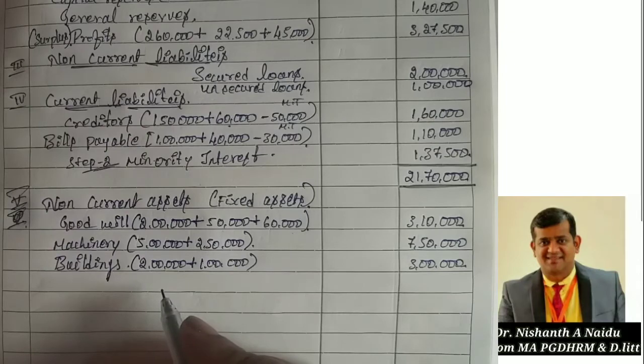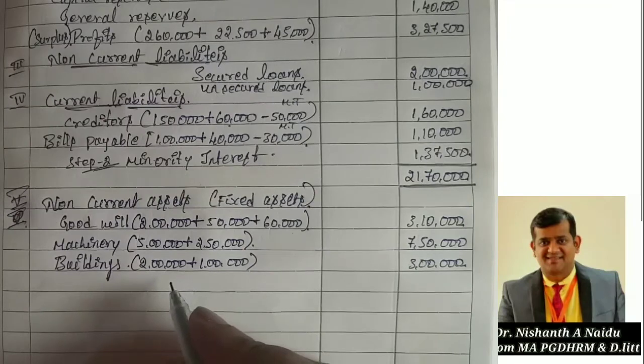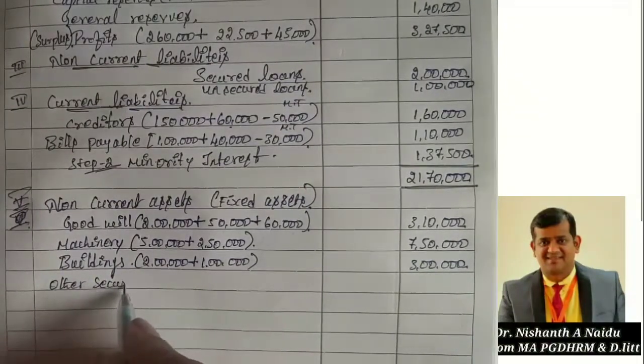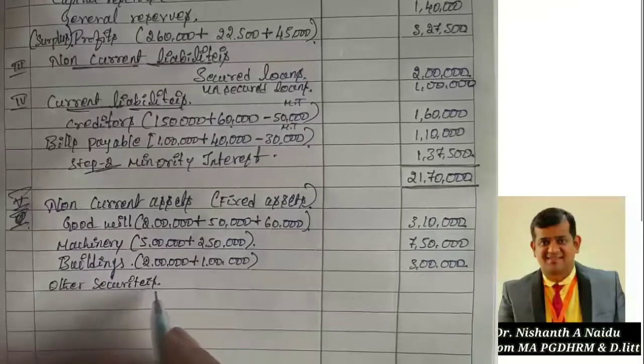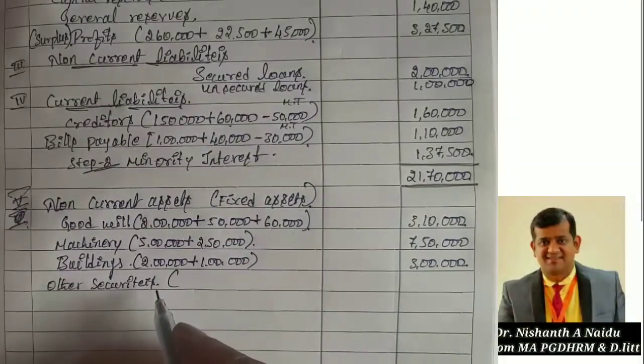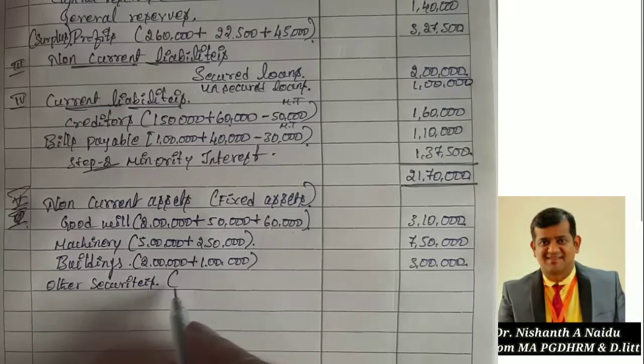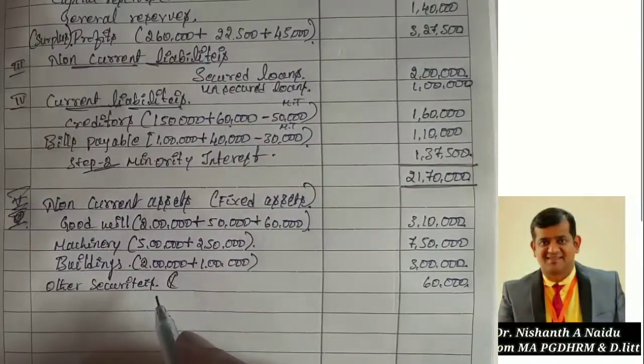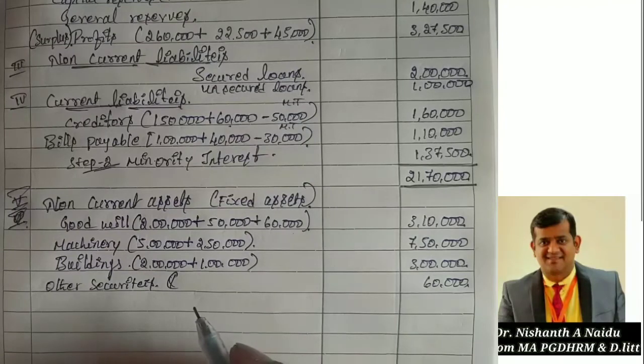There is an item called other securities, which is nothing but investment. So we will take other securities. How much have they given? Sorry, other securities is only 60,000. Only 60,000 I am taking.